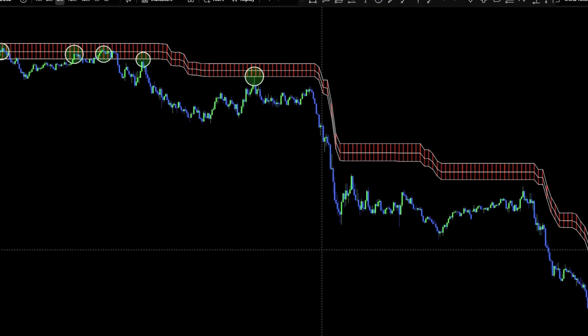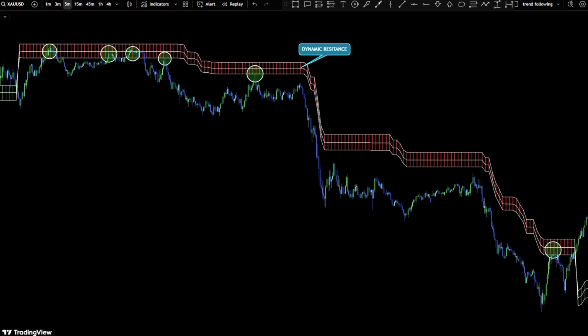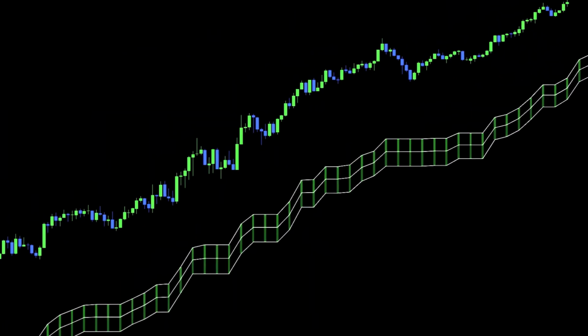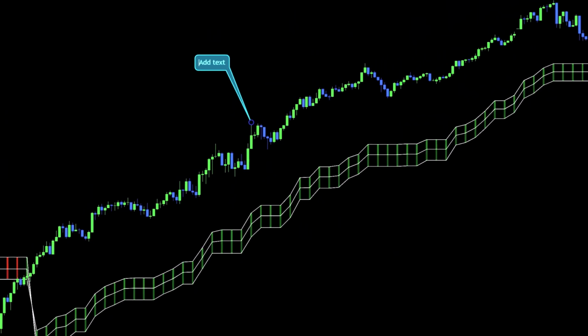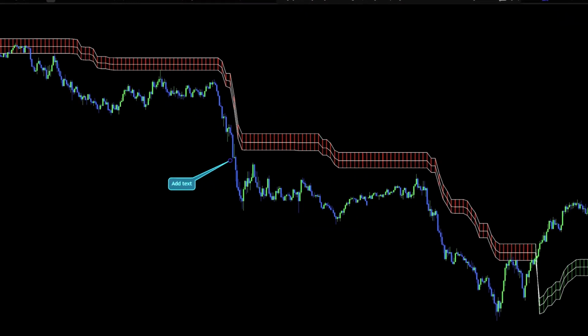Every time the price tries to push up and reaches it, it just gets rejected right back down again. Oh, and I should also mention, whenever the FTS is green, that means the market bias is bullish, obviously, and if it's red, that means the market bias is bearish.